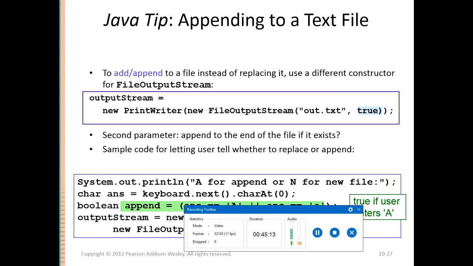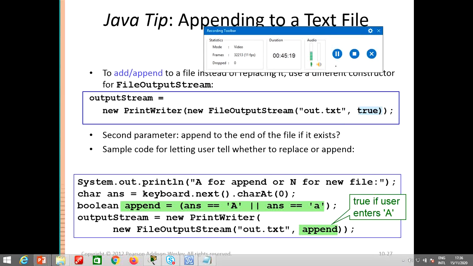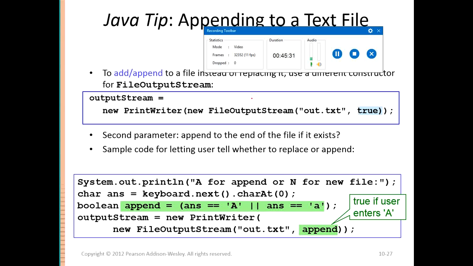To add or append into the file, instead of replacing it, we can use true. This is what I just told you, the second parameter. It will check whether the file exists or not. If the file already exists, then it will add into it, but if the file does not exist, it will create the file and add the data into the file.